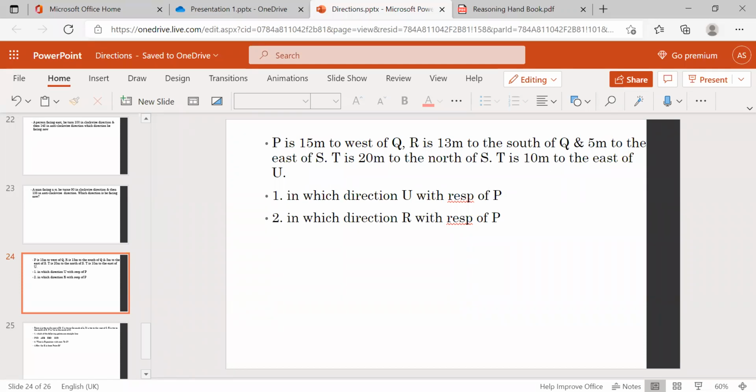Let's say P is 15 meters west of Q. So Q is here, suppose, 15 meters west, this is P. R is 13 meters to south of Q. South of Q is nothing but this one. So R is here, and then 5 meters to the east of S.